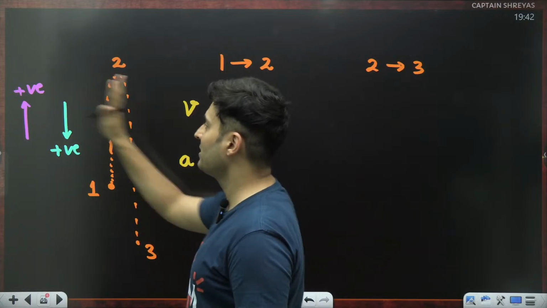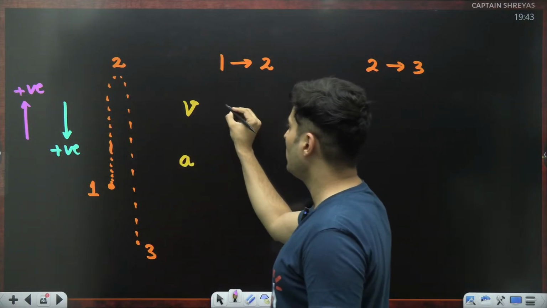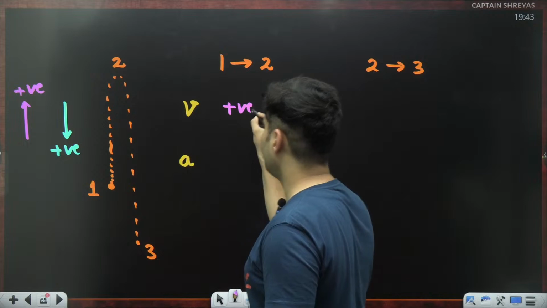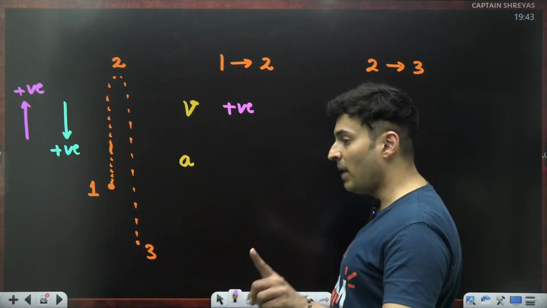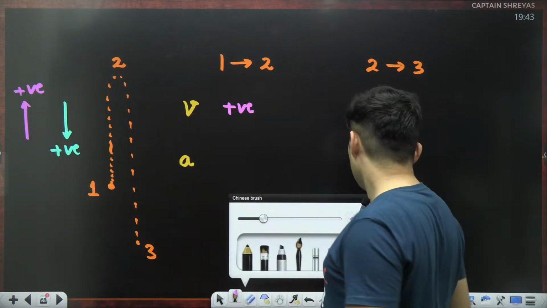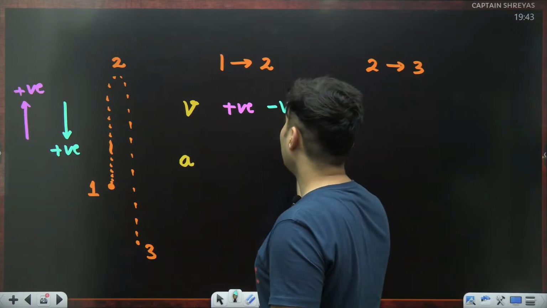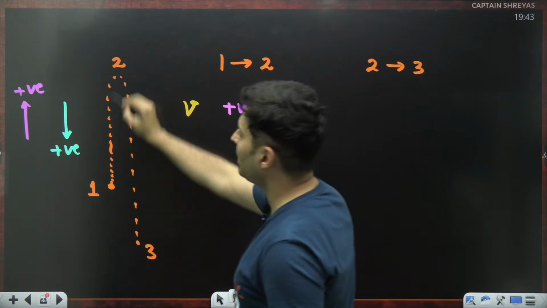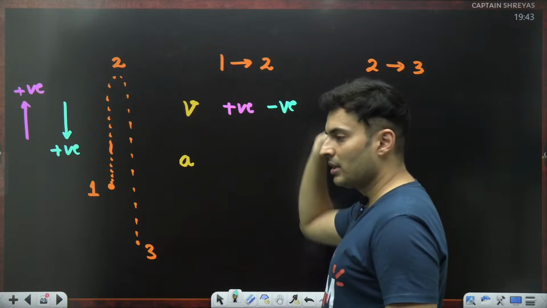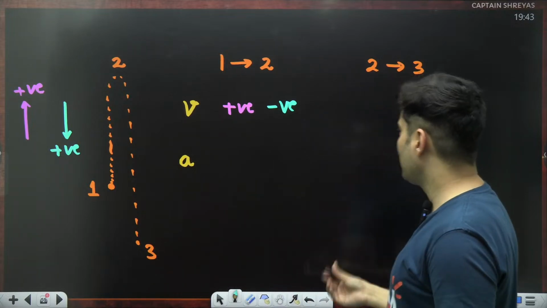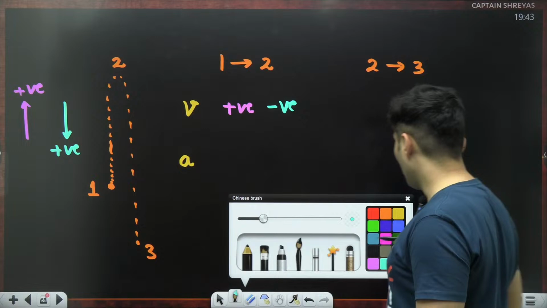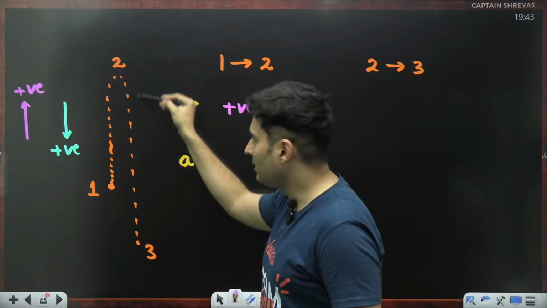Right? So upwards is positive. So for Pandu, the velocity will be positive. But for Champa, downwards is positive. So velocity will be negative in the 1 to 2 region when it is going up for Champa. Is that making sense? Similarly, from 2 to 3, it stops, turns back and comes down.